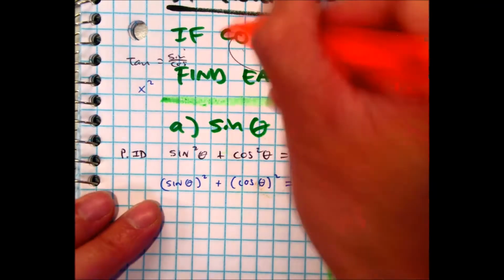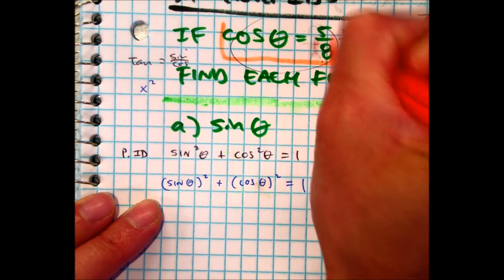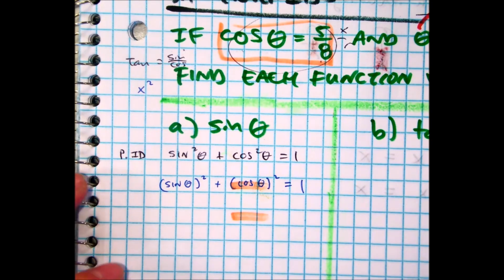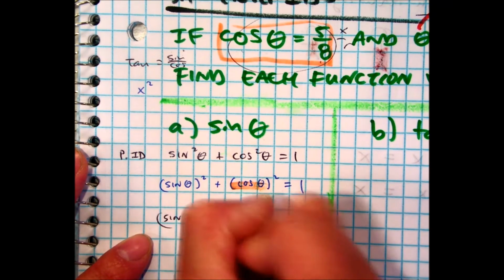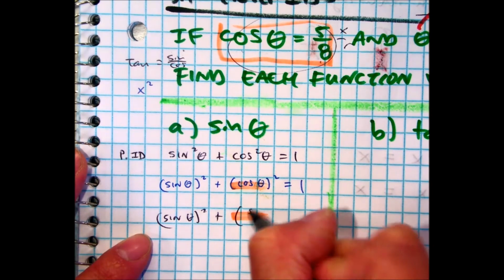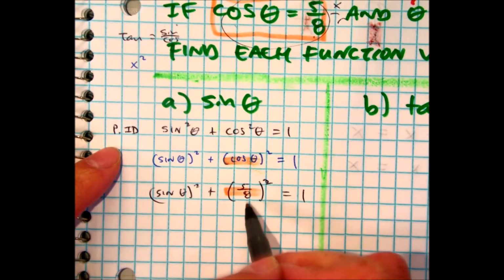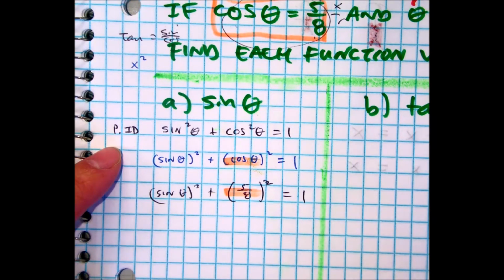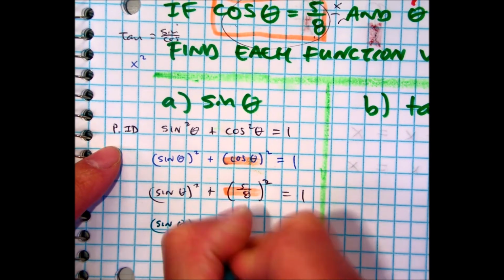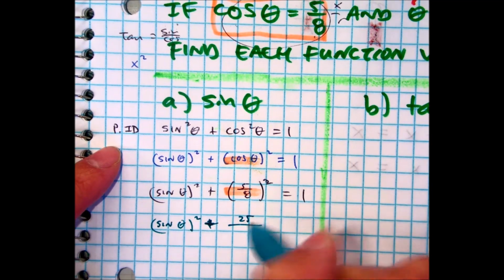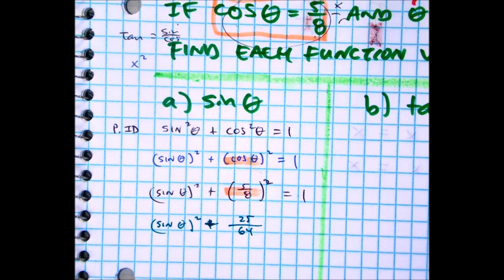Now I'm just going to do a substitution. Cosine is equal to 5/8. So I have sine theta squared plus 5/8, my substitution, squared equals 1. So essentially that just means 5/8 times 5/8, which is how much, class? 25 over 64.